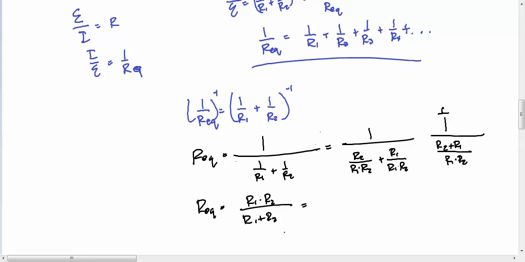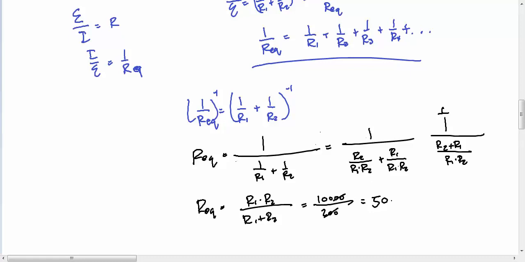All right, so let's try that. What if they were both 100? 100 times 100 is what? 10,000. Wait. Isn't it 1,000? No. 10,000. 100 times 100? 4 zeros, 10,000. Divided by 100 plus 100, 200. What is 10,000 divided by 200? The zeros would cancel. I got 100 divided by 2. I get 50. If R1 and R2 were 100 ohms each, my resistance would be 50 ohms equivalent.